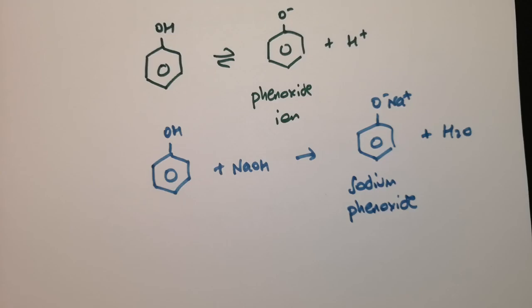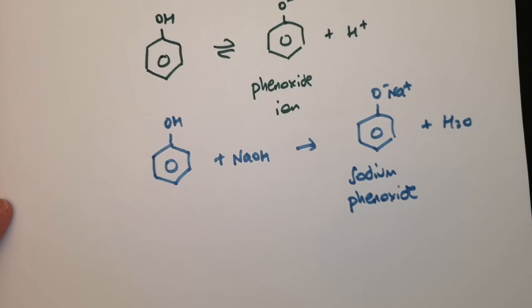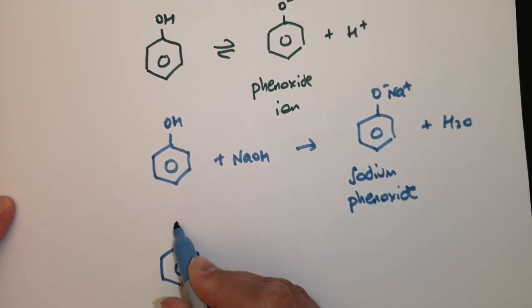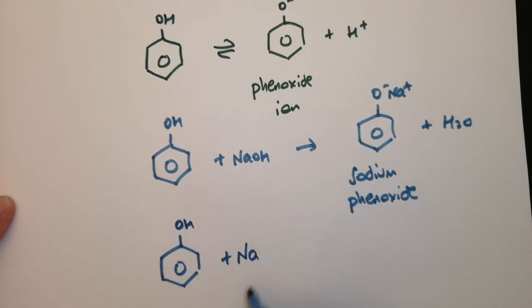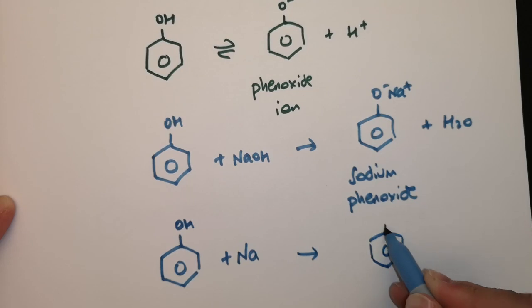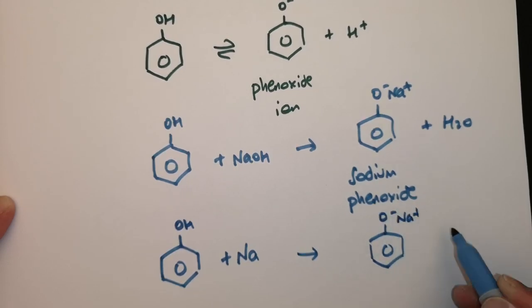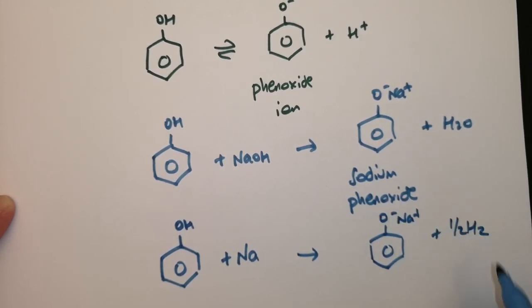Okay. Now actually, because it's a really weak acid, you can safely react this with sodium itself. You wouldn't react sodium with other acids, but you can react this with sodium. Again, to form the same salt, but this time produce hydrogen gas.